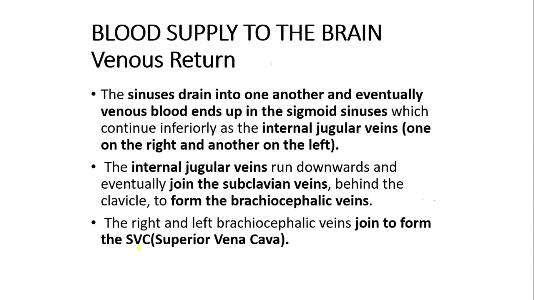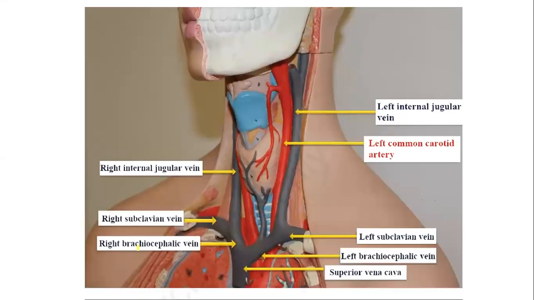So the internal jugular veins run downwards and eventually join the subclavian veins, which are found here on the anterior of the shoulder, behind the clavicle, to form the brachiocephalic veins. The brachiocephalic veins drain directly to the superior vena cava, and the superior vena cava takes that blood to the heart.